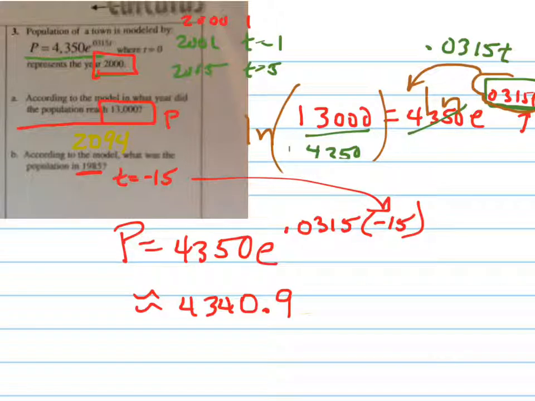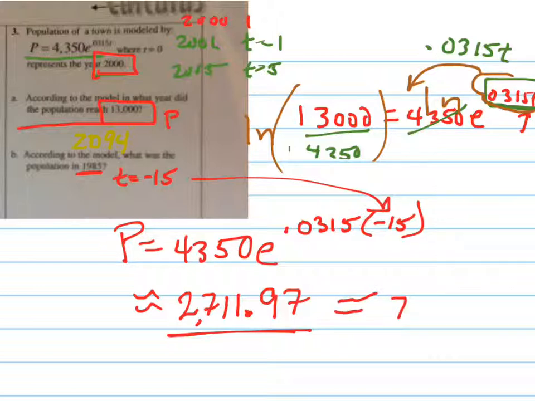But according to the model, what was the population in that year? The population was not much less. And the reason the population was not much less was because, check that calculation mistake, it's actually 2,711.97. So you could approximate that to 2,712 people. So that would be the answer to part B.